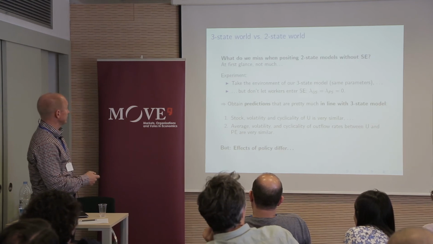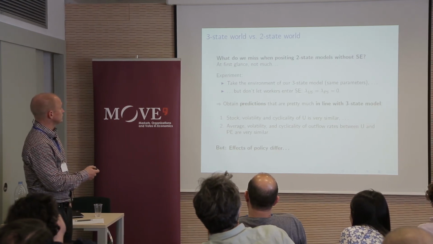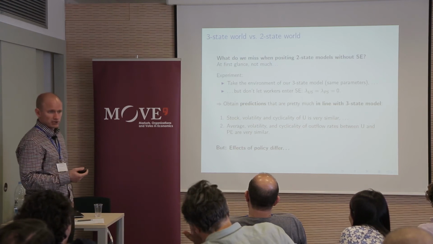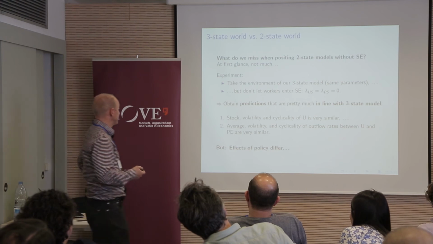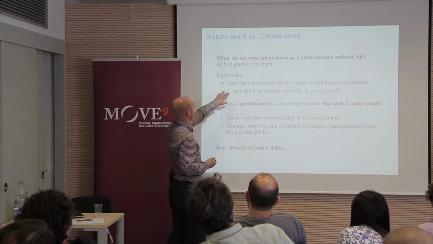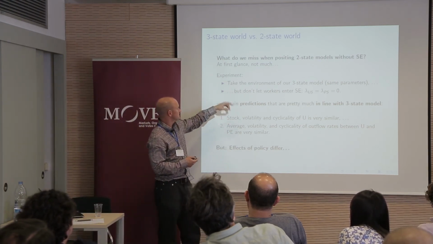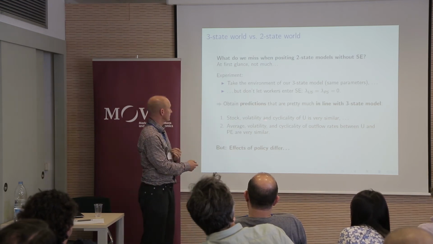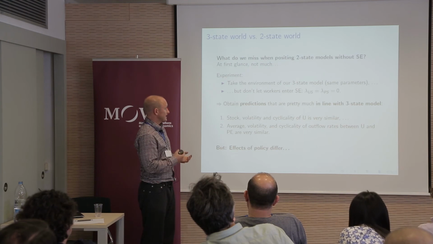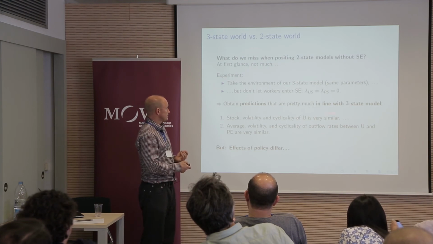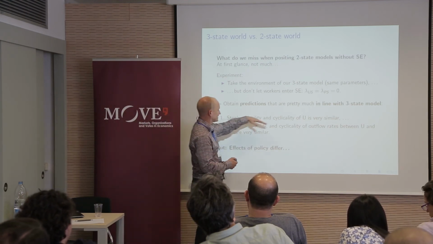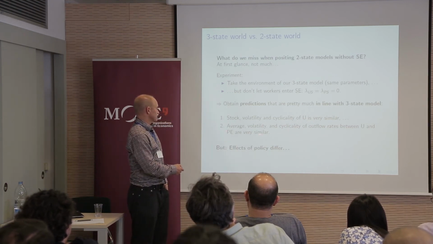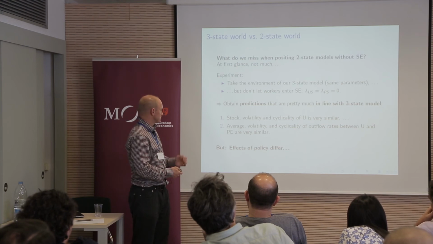Okay, so what do we miss in the three-state world versus the two-state world? What do we miss when positing a two-state model and neglecting self-employment? At first glance, not much. So, an experiment: take the environment of our three-state model, same parameters, but don't let workers enter self-employment. I will obtain pretty much the same predictions in line with the three-state model. The stock volatility and cyclicality of U are very similar, and the flows that are comparable are also similar.